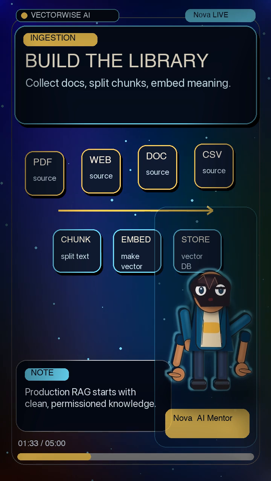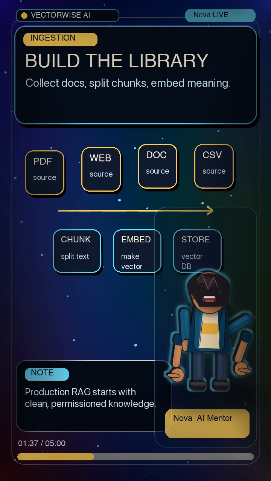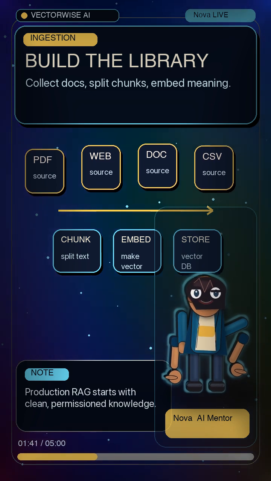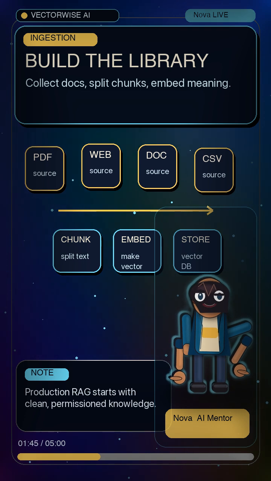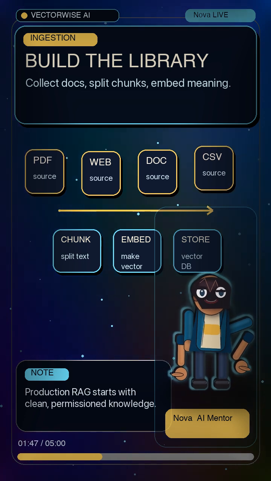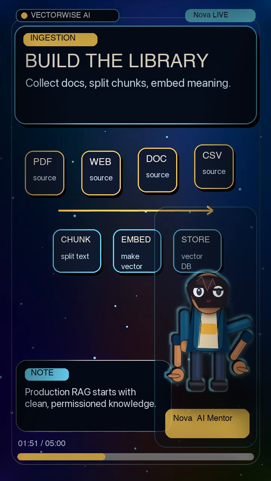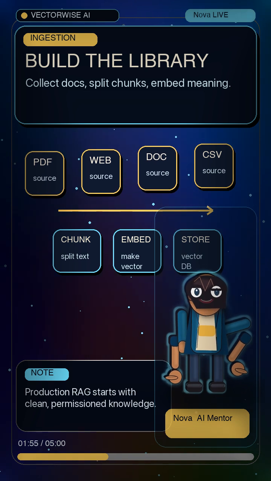Step 3. Create embeddings. An embedding is a list of numbers that captures meaning. Similar ideas land near each other in vector space. Step 4. Store chunks and embeddings in a vector database. Step 5. When a user asks a question, embed the question, search for nearby chunks, and send the best chunks to the model.